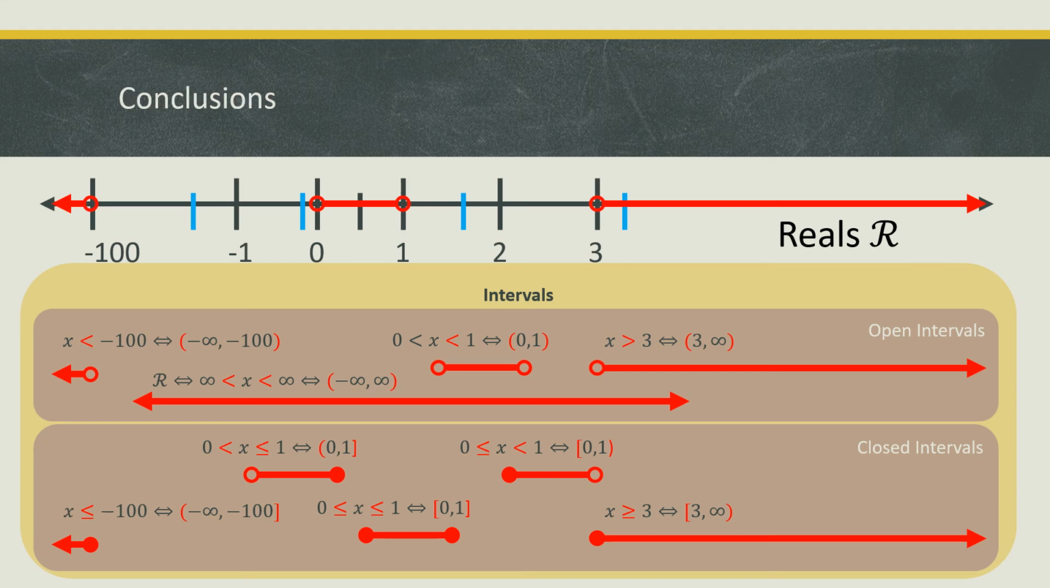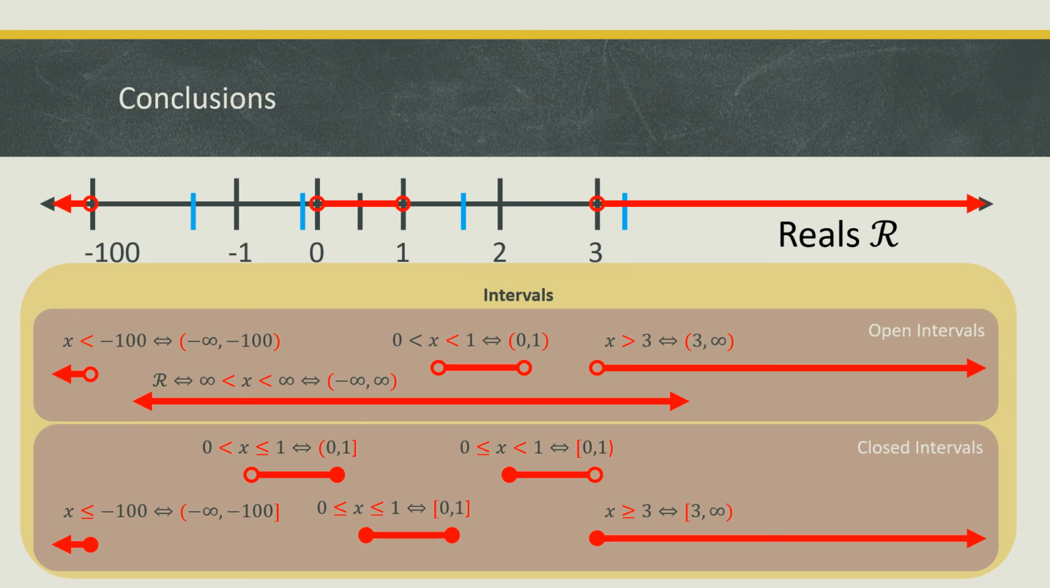We have learned from this video that a more convenient way of representing numbers is by using a number line. It contains all rational and irrational numbers. We learned a way to write and talk about smaller portions of the number line. We call these portions intervals.